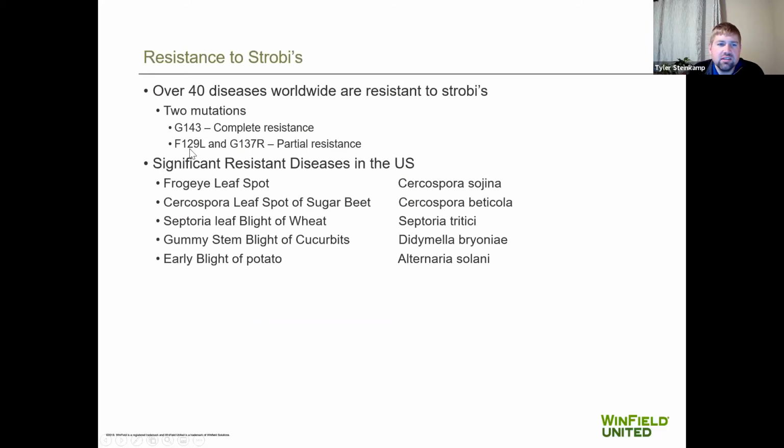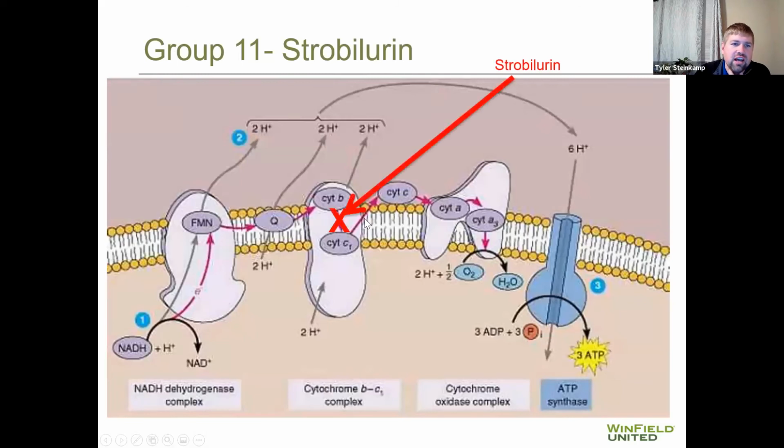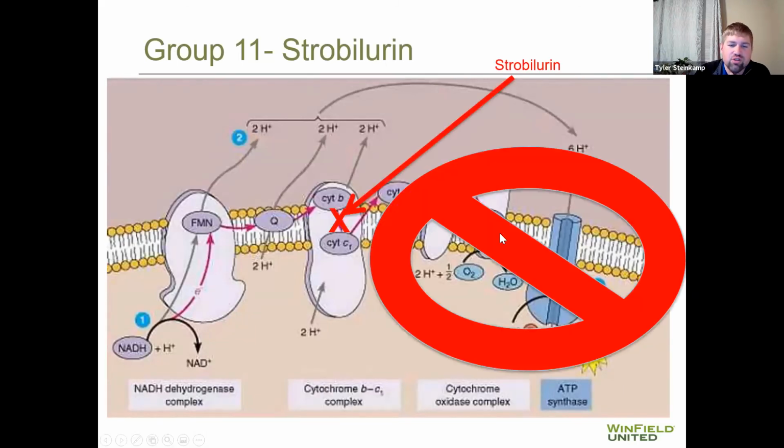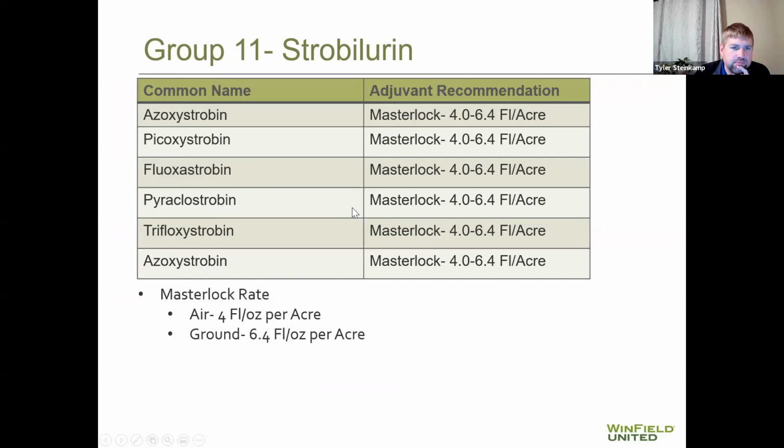Also, we are seeing some resistance to this. This is part of the reason I think we're seeing so many premixes, because of the amount of resistance that we're seeing. Basically, what it's shutting down is this part of the electron transport chain, which does starve that fungi out. Again, though, it is only a preventative type fungicide. We'll have master lock with every one of these.